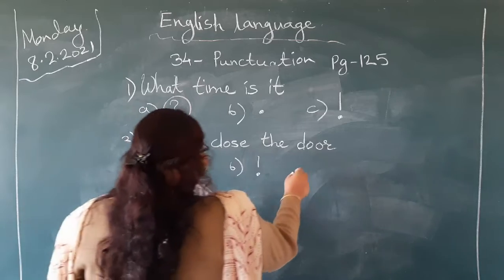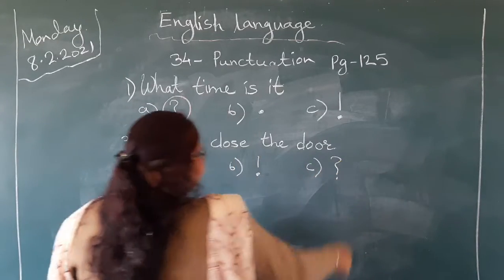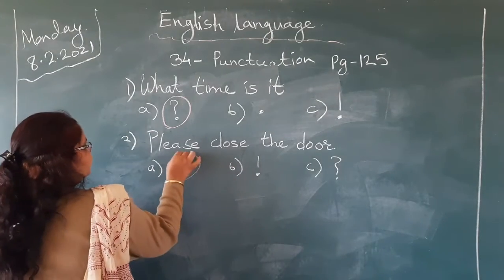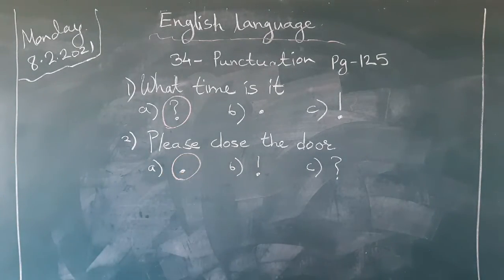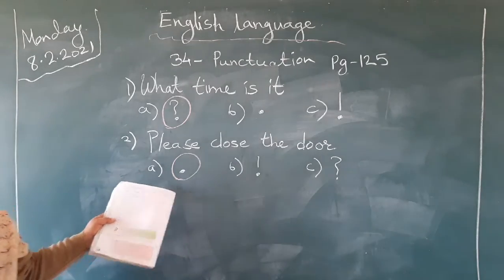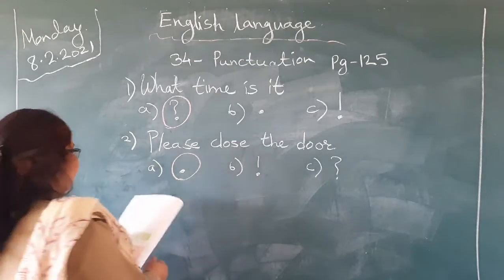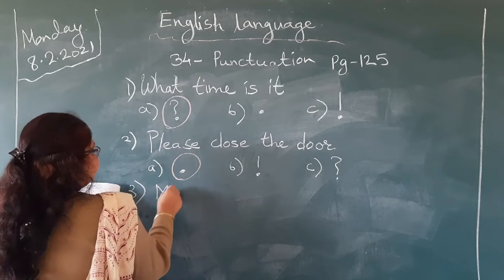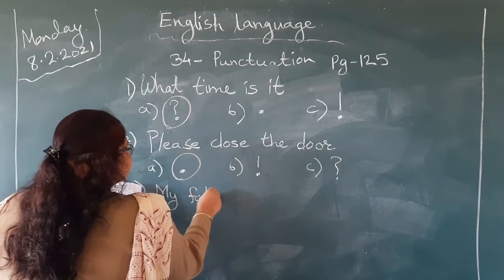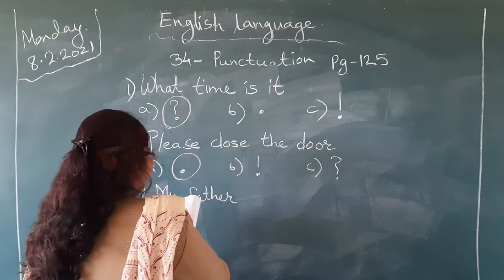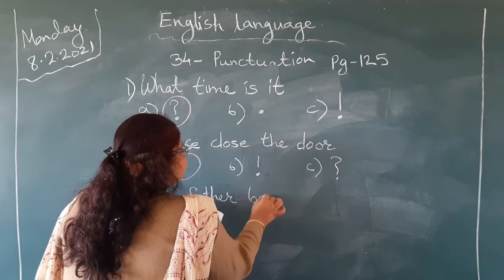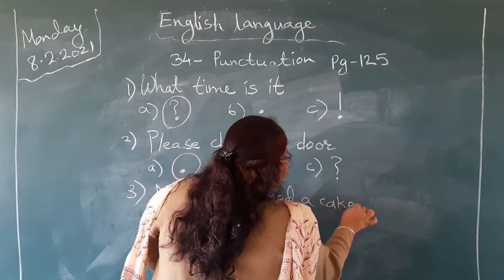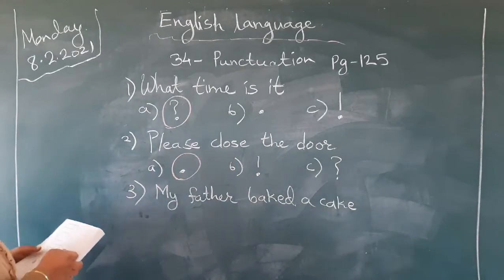The options here: A is full stop, B exclamation, C is question mark. Naturally we know that for imperative and assertive sentences we use a full stop. So the correct answer over here is full stop. Okay. Next, moving to the third sentence: My father baked a cake. What did my father do? Yes, he baked a cake.